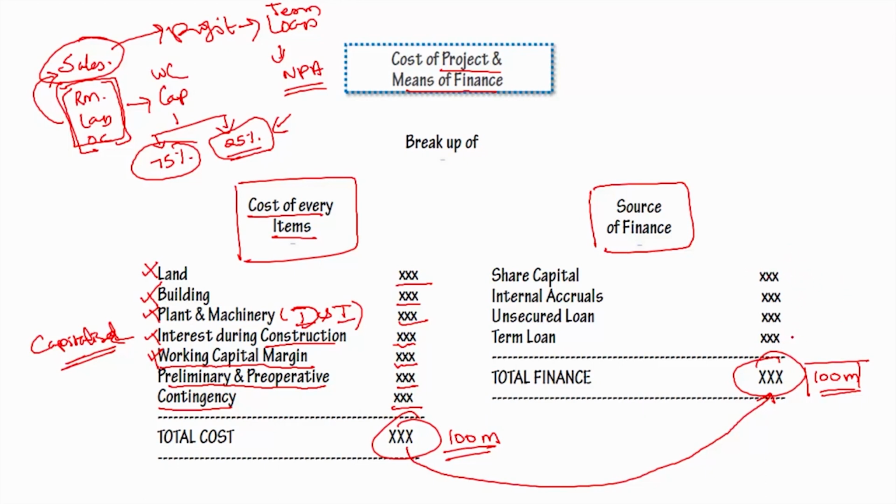It's going to come from term loan, let me say around 70 million. Then share capital around 10 million, internal accruals, let's say 15 million, unsecured loan 5 million. So how does it look? It looks like 70 million is the loan, and 30 million is from owners, but in three different forms. And here the techno-economic viability team will have their opinion on this.